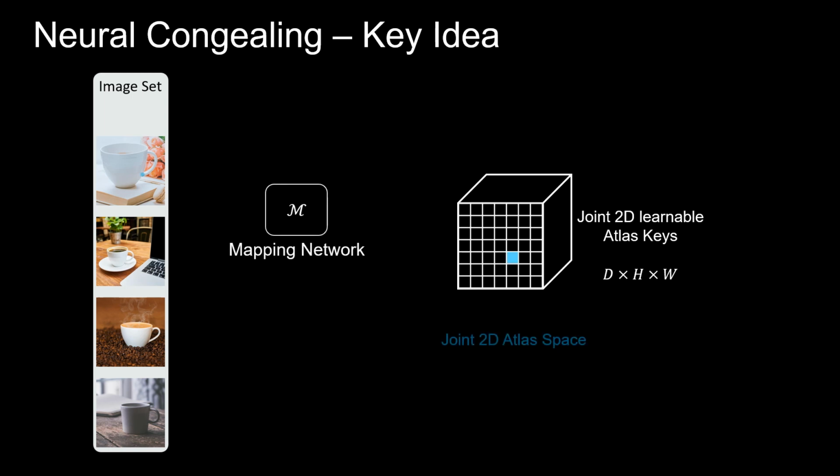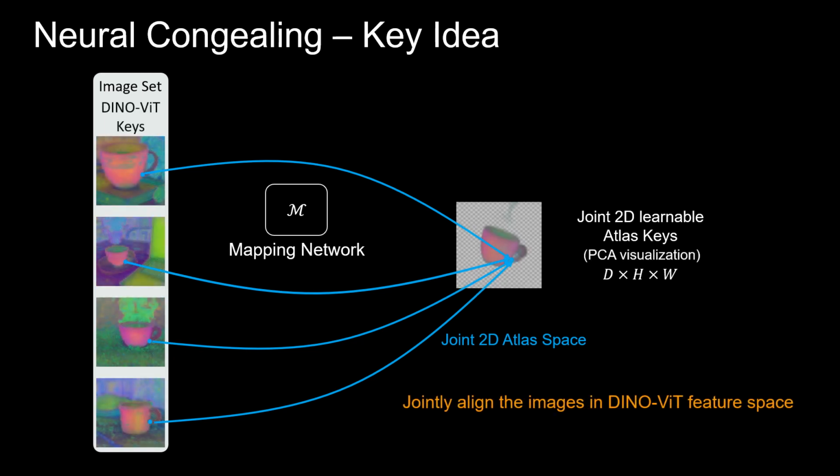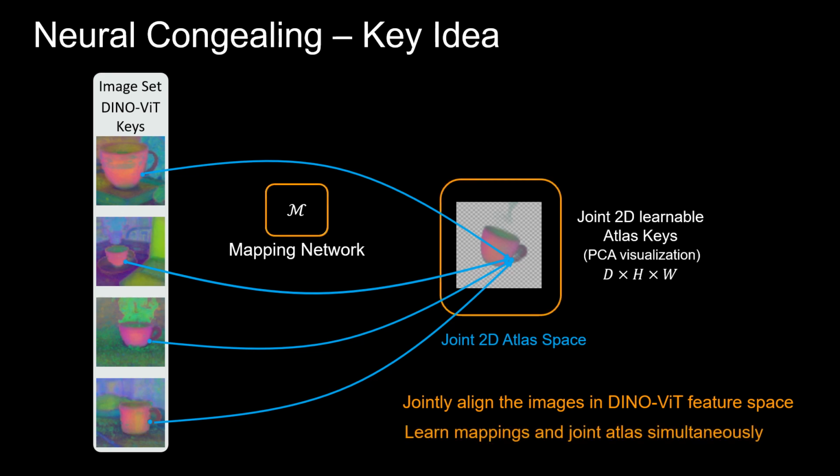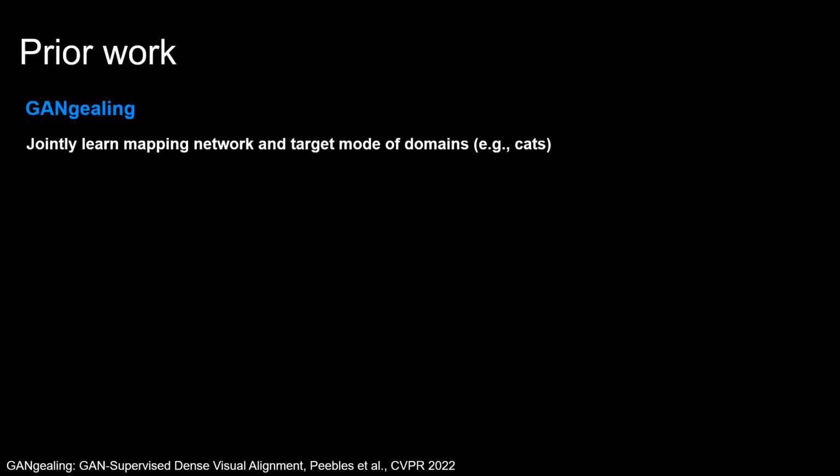Each semantic part of the object across the sets is to be warped to the same location in the learned atlas. To that end, our method learns to jointly align the images in the DINO-ViT feature space, learning both the mappings and the joint atlas simultaneously. In practice, we use a spatial transformer network for learning the transformations.